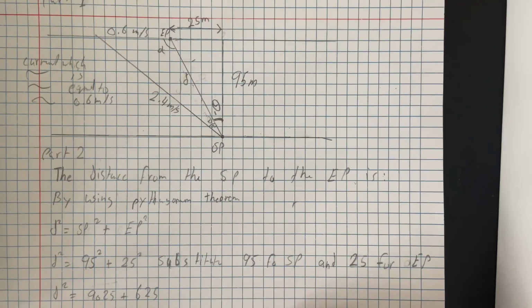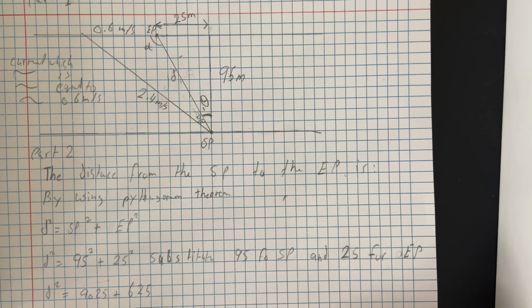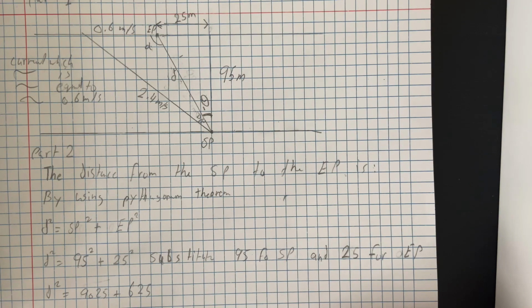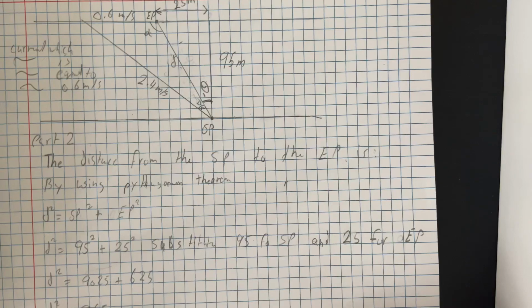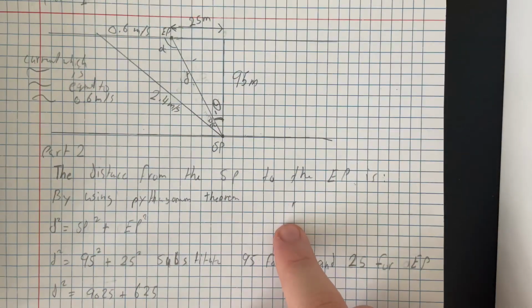Christopher is trying to cross a river. His speed is 2.4 meters per second. The downstream current is 0.6 meter per second. Now, we're going to calculate the distance from the starting point to the end point, as you can see.